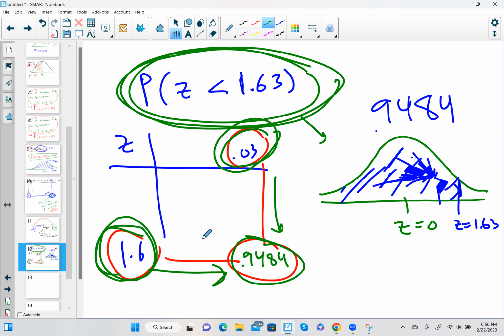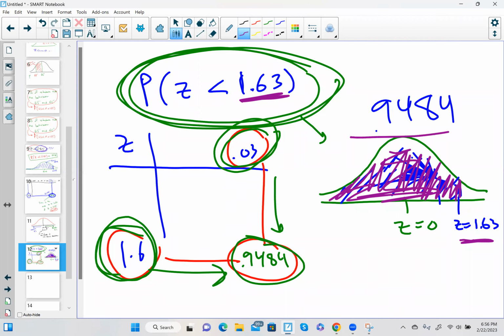Okay, good. And all we have to know is that this chart always tells you all the area to the left of a particular point. So in our case, we had Z equals 1.63, that's over here somewhere, and the chart told us that the area to the left, all this area over here, is 0.9484. That's what the chart told us. Okay.